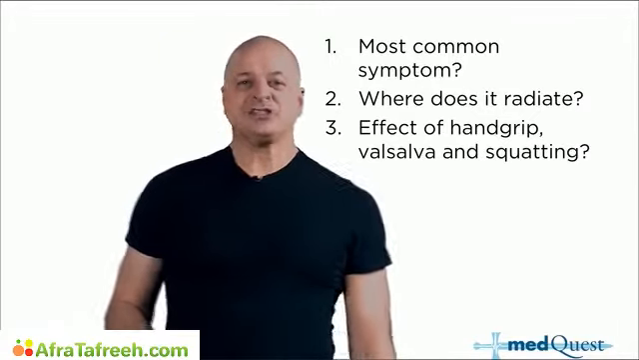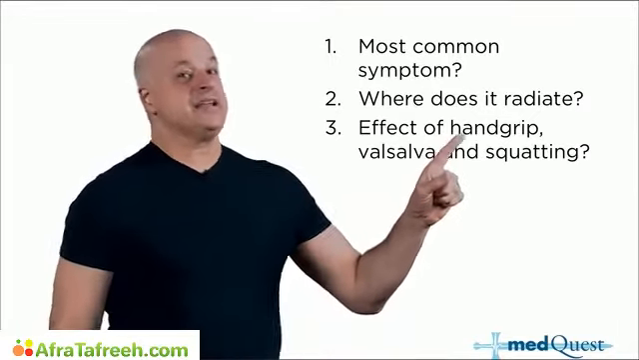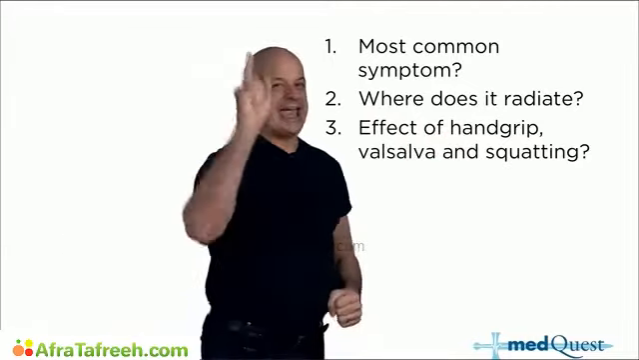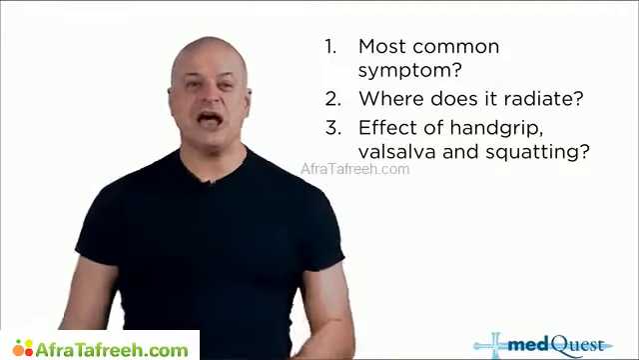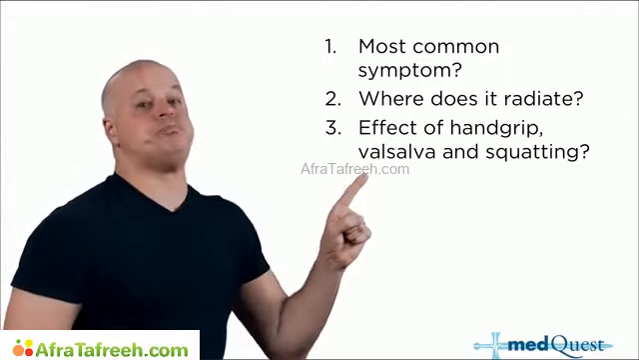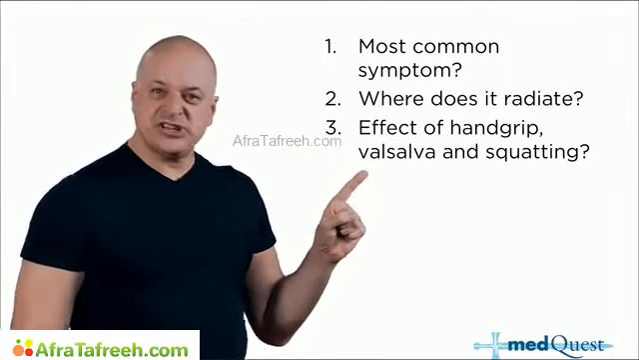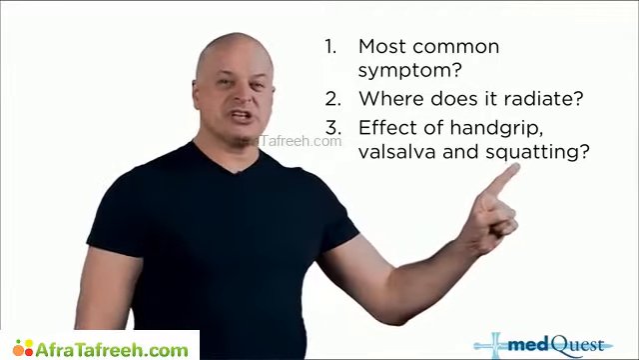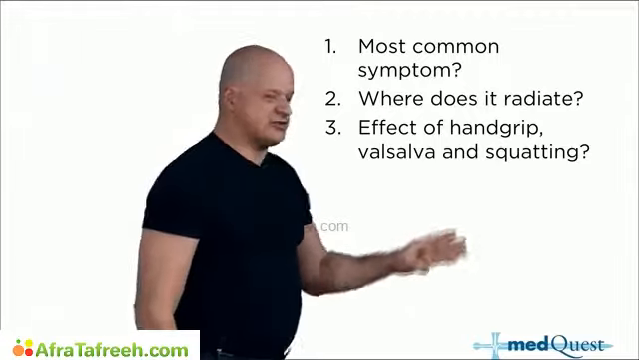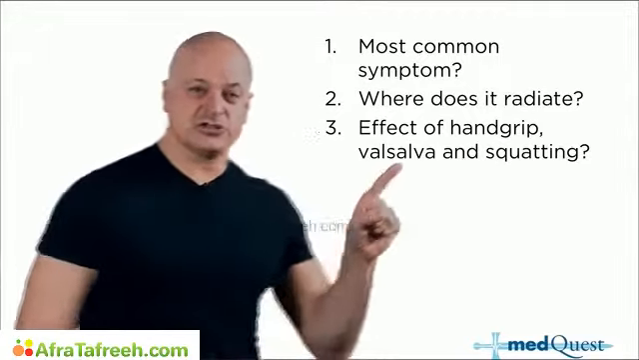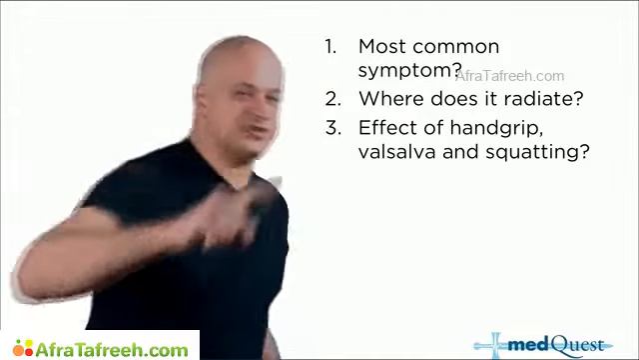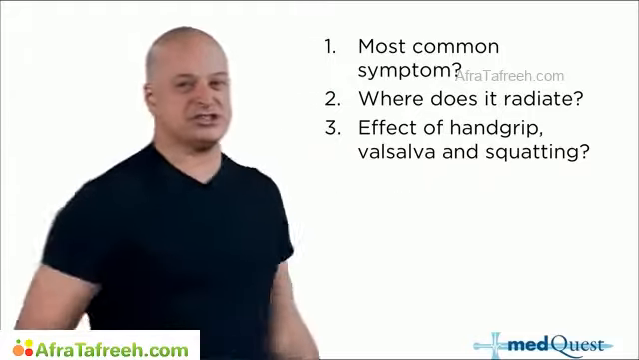So aortic stenosis, the effect of hand grip: squeezing the arteries of the arm increases afterload. Now, Valsalva decreases venous return to the heart. Squatting does the opposite of Valsalva. Valsalva decreases venous return by increasing intrathoracic pressure. Squatting increases venous return.